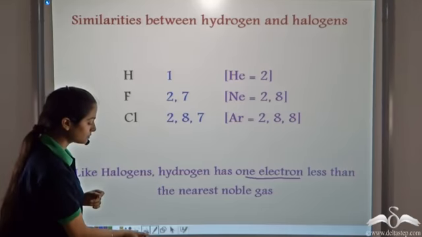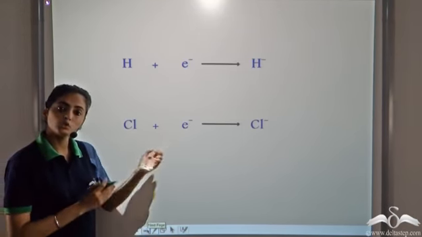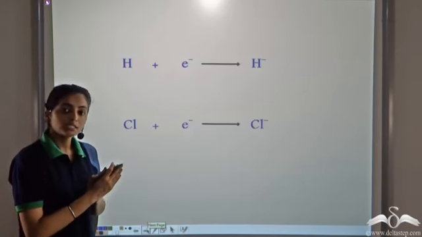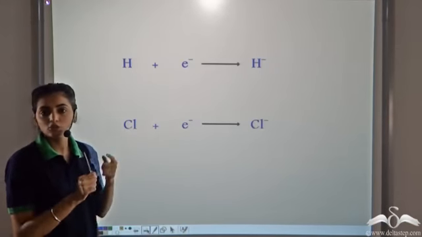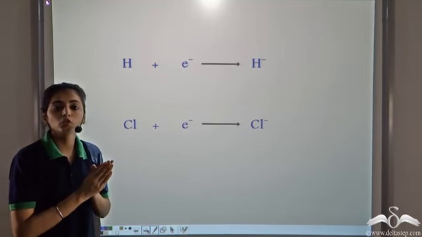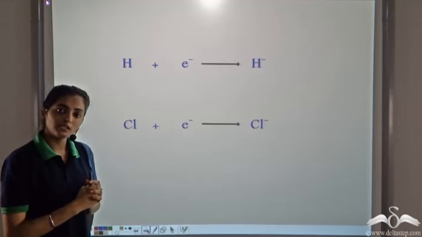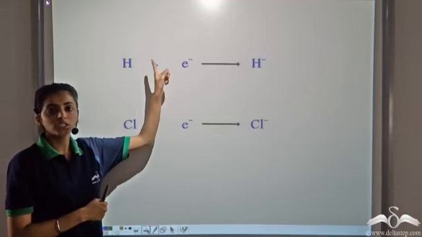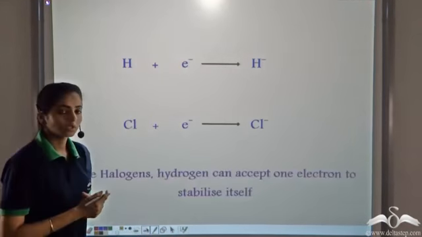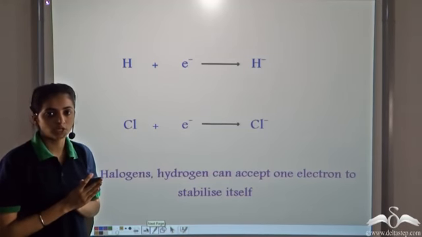Another similarity: all halogens gain electrons to complete the octet. Similarly, hydrogen has one electron. It gains one electron to complete the duplet structure. So like all halogens gain electrons, similarly hydrogen gains one electron to stabilize itself, that is to complete the duplet structure.